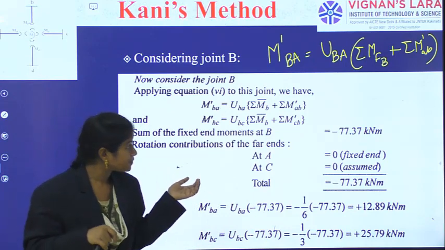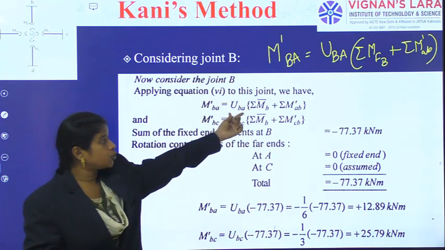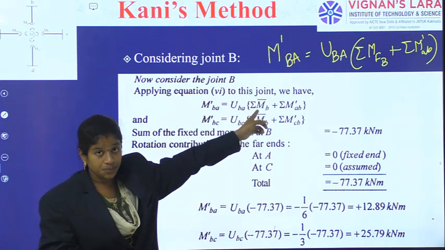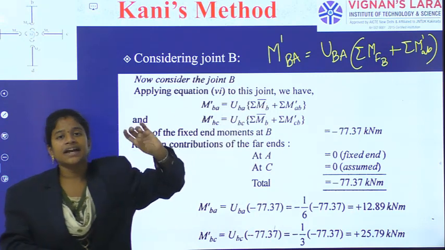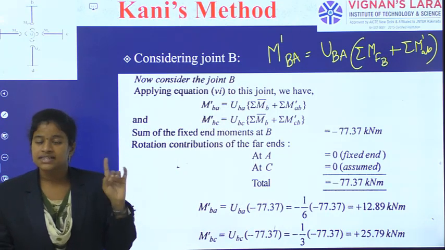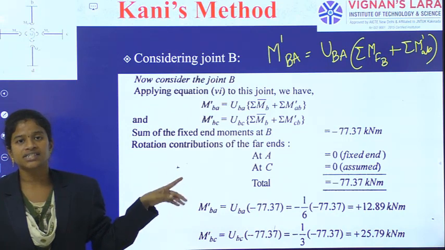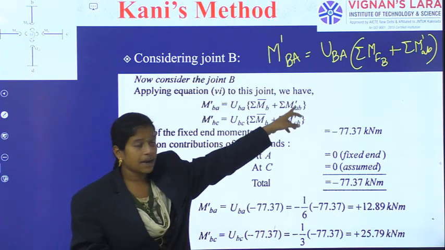So M dash BA is equal to UBA into sigma MFB. MFB is the fixed end moment at B, or M bar, the same. M dash is for the rotation contributions. Okay. So plus sigma M dash AB.